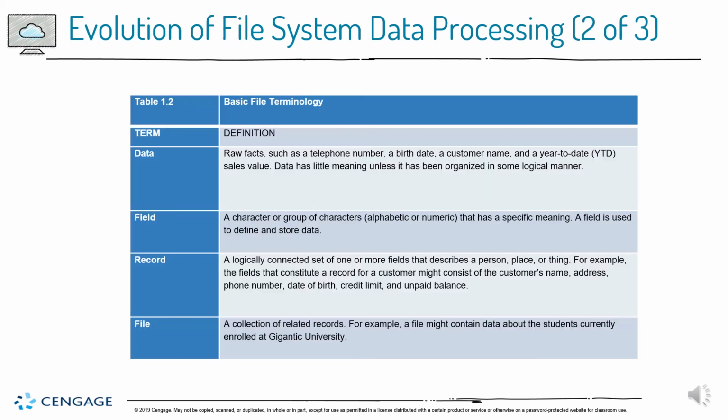The description of computer files requires a specialized vocabulary. Table 1.2 will help you to understand subsequent discussions more easily. The term data refers to raw facts. Data has little meaning unless it has been organized in some logical manner. Field: a character or group of characters that has a specific meaning. A field is used to define and store data. Record: a logically connected set of one or more fields that describes a person, place, or thing. File: a collection of related records.